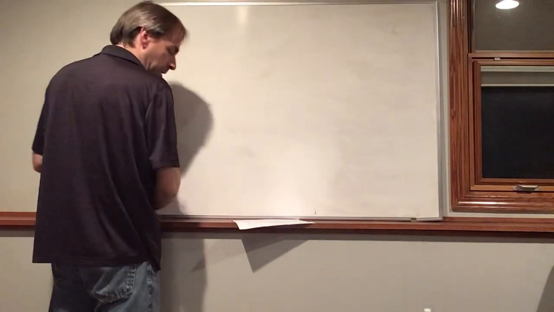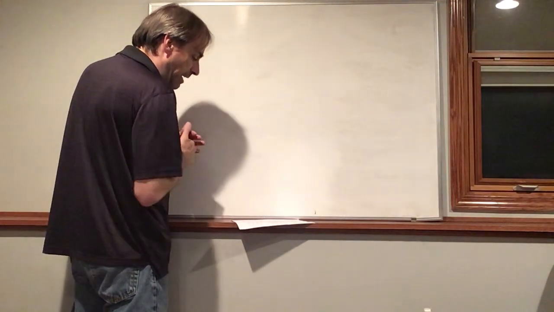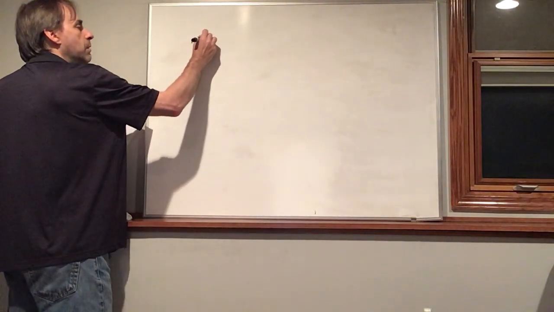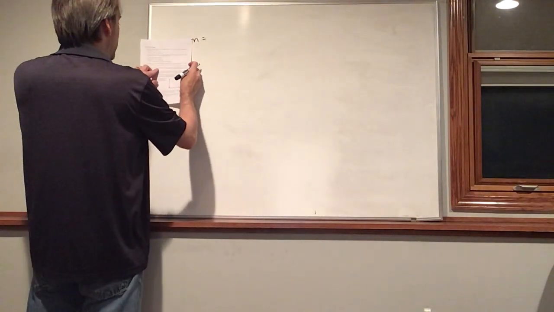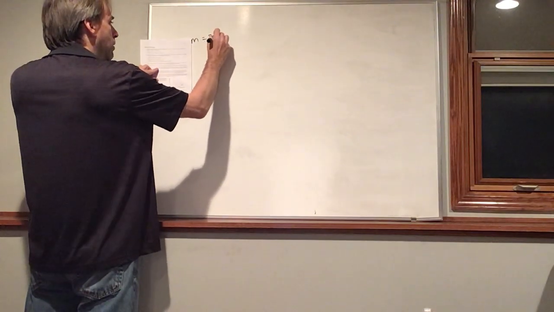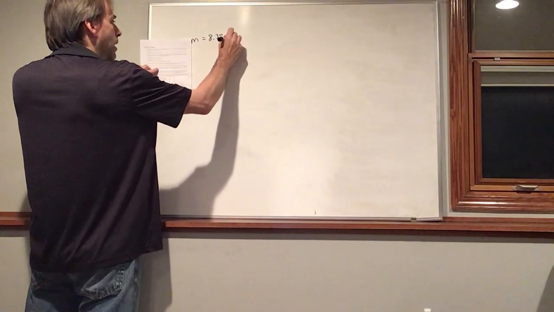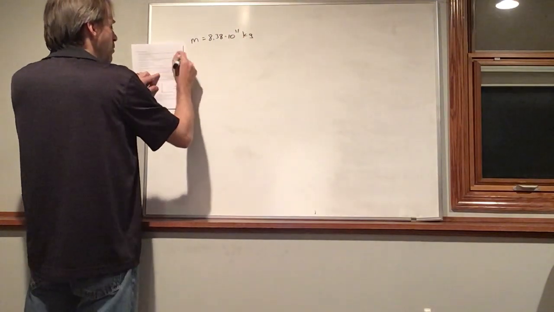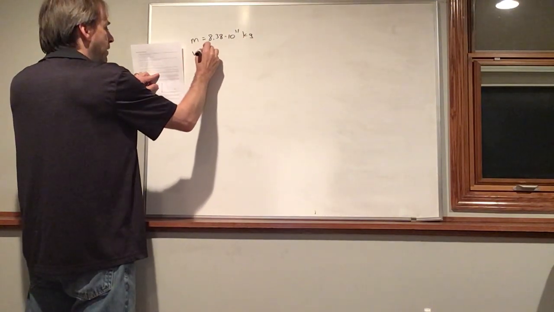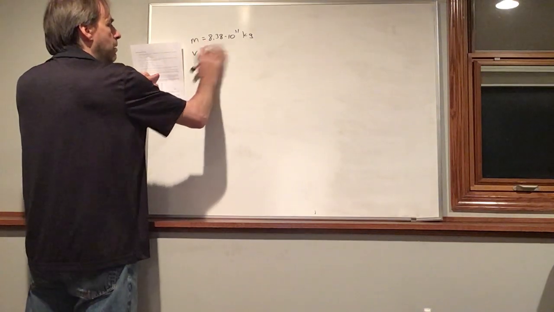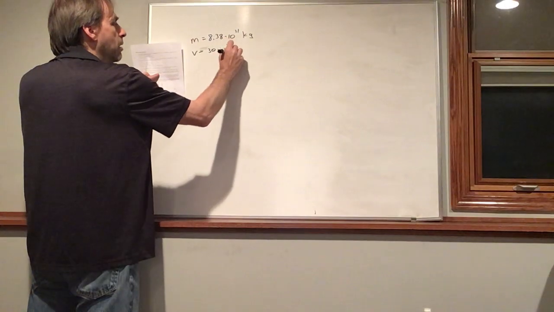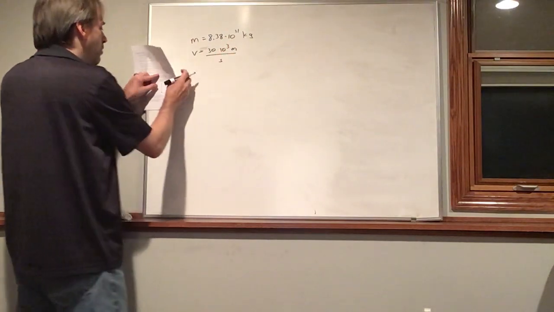So let's look at number 5. A comet, I'm going to write this down. So the mass of the comet is 8.38 times 10 to the 11 kilograms. And it's moving relative to the Earth at 30 kilometers per second. That would be 30 times 10 to the third meters per second.